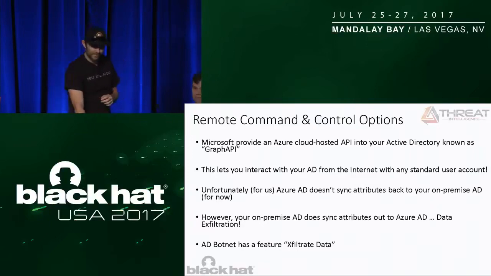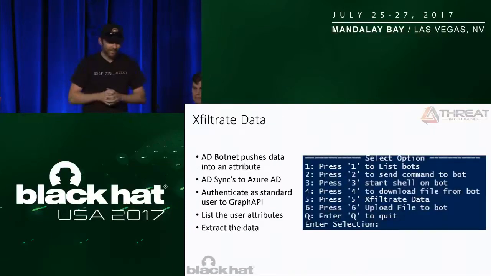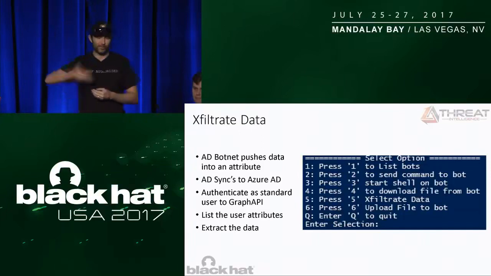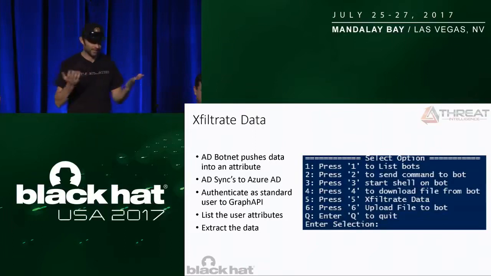So we've got a feature called exfiltrate data. As I said, the botnet pushes data into an attribute, syncs it to AD, you authenticate as a standard user to Graph API, you list out the user attributes, and then you can grab the values from those to keep pulling all your data out. So you can see the exfiltrate data option there.